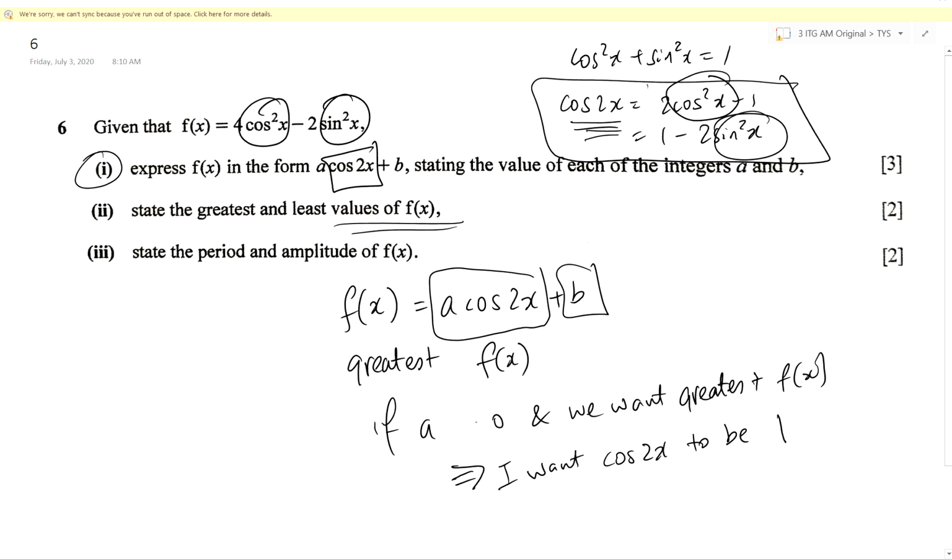Now if a is less than 0, and I want the greatest f(x), what do I want cosine 2x to be? Yeah, negative 1, because negative 1 times a negative number gives you a positive number. So the positive number plus that constant b will be the greatest value of f(x). So the least value, then you know what to do already. State the period and amplitude. Amplitude over here. Period will be 360 divided by 2.